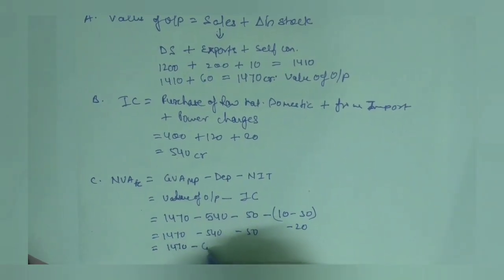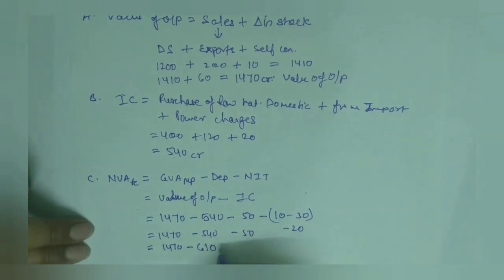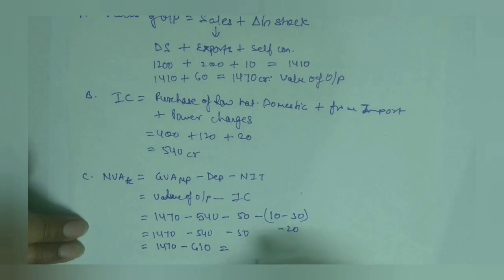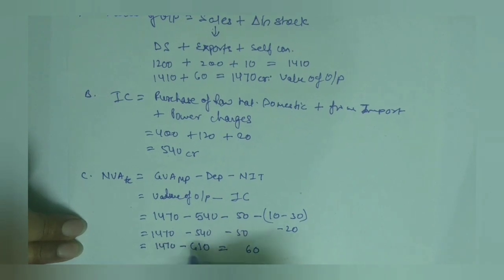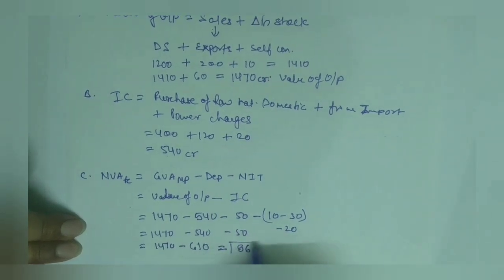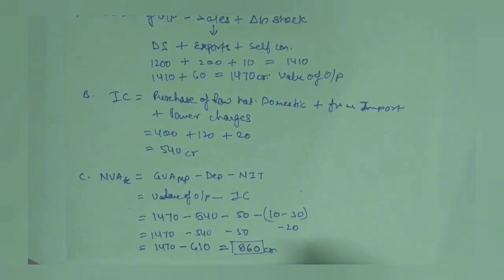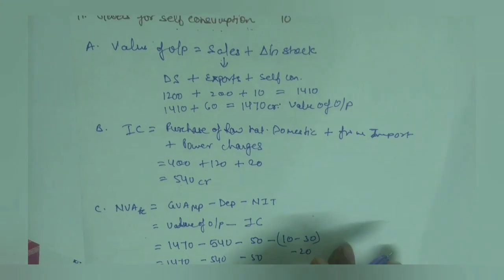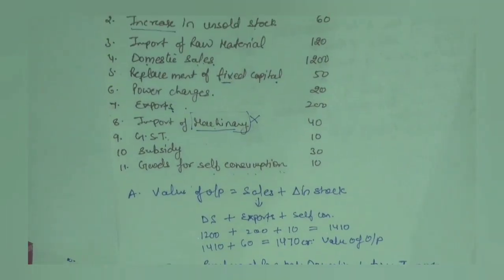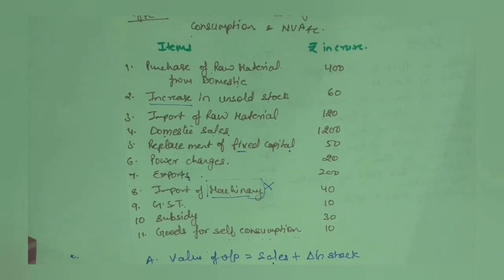1470 minus 610, right? So 610 is here. Your answer will be now 0. 7 minus 1 is 6. 14 minus 6 is 8. So your answer is 860 rupees crore as GVAMP for the country. So now you just follow all the pattern one by one. Then you will come to know how to solve this pattern of question if it will come in the exam.